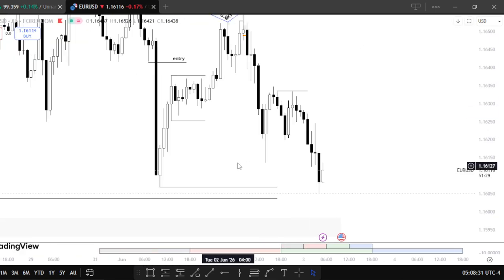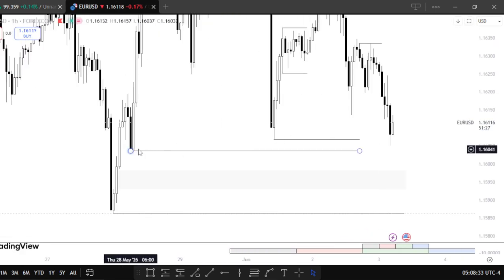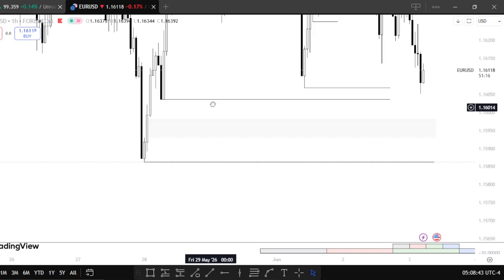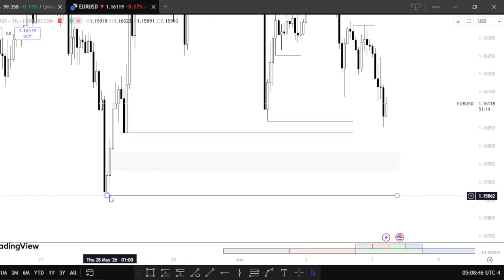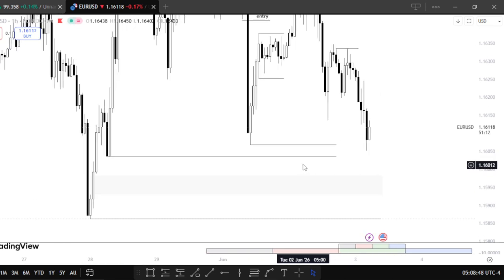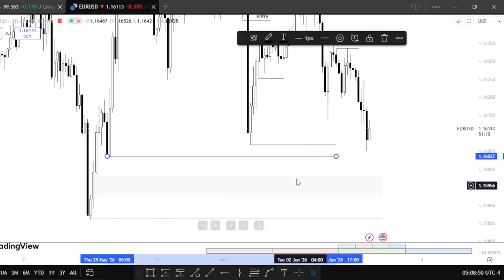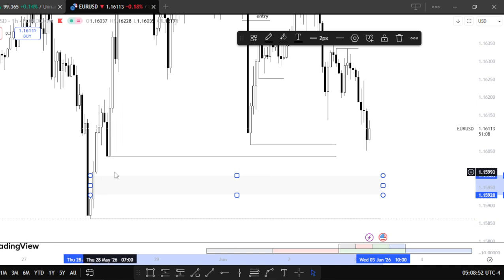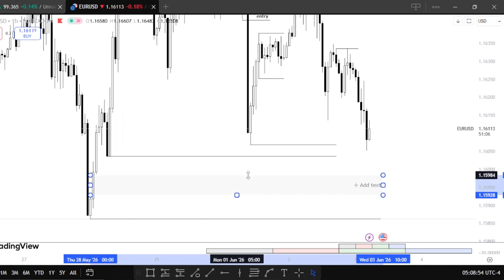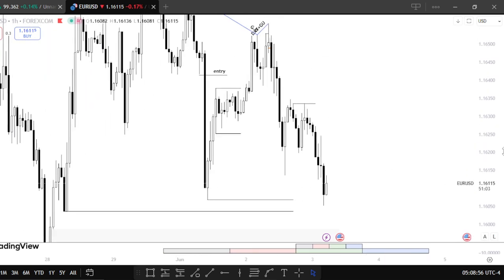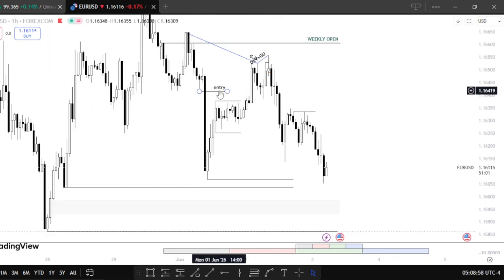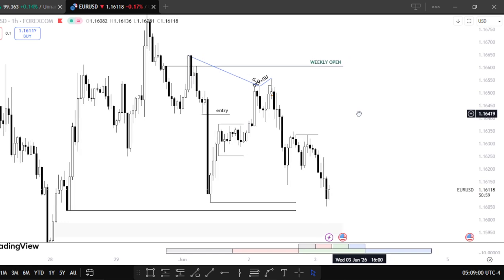Okay, so this is the opposite in EURUSD. This is the final target, and this is the first buy side, and we have the fair value gap here. And this is where I took an entry.